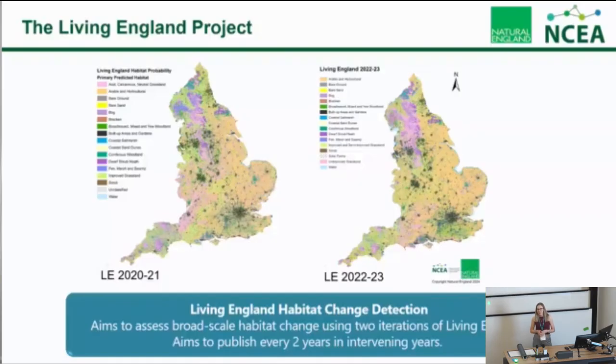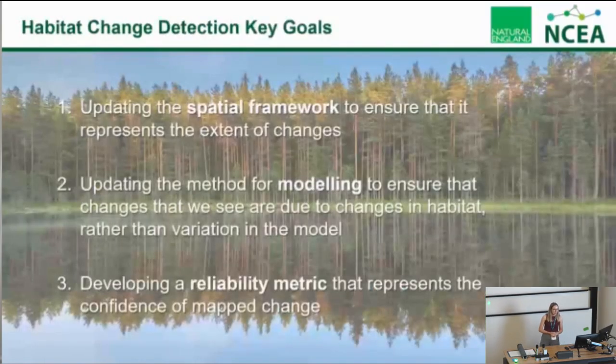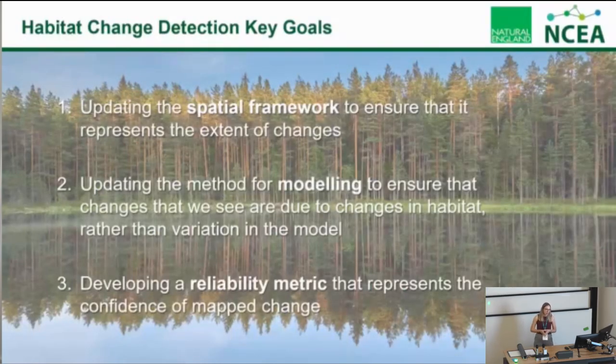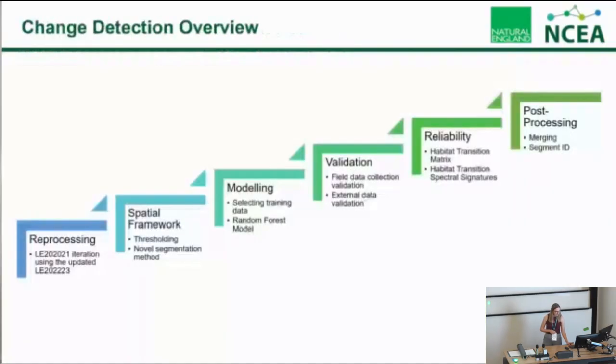And naturally, we're interested in looking at what the differences are between these 2 years, so we aim to publish a change detection map every 2 years at intervening years. Here are a few key goals for change detection. We're looking to update the spatial framework and ensure that it represents the extent of changes. We're looking to update the method for modelling and ensure that the changes that we see are due to changes in habitat rather than just variation in the model. And we're also looking to develop a reliability metric to measure the confidence of our map change.